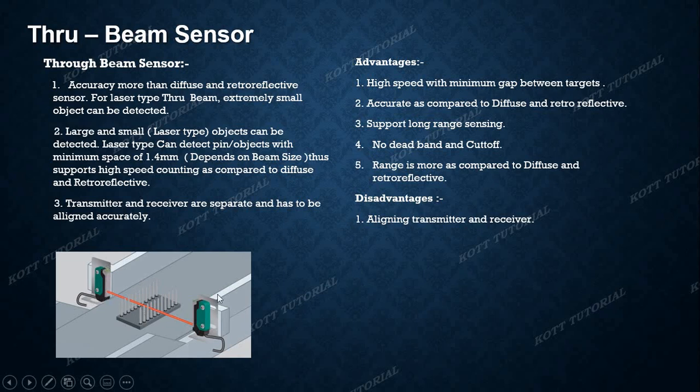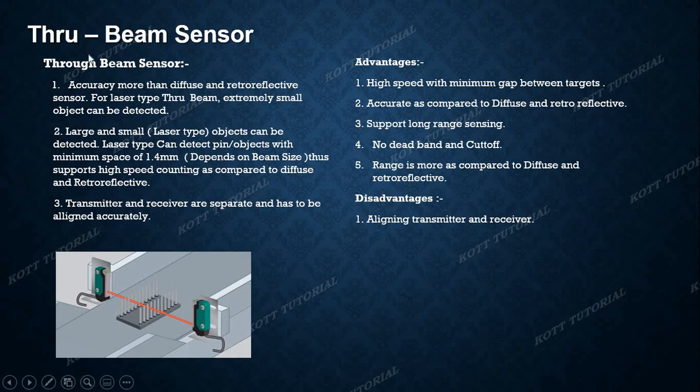This is the transmitter part and this is the reflector part. When we say through beam sensor, the transmitter and the receiver both come in a single package. So these sensors are the most costly as compared to the diffuse or the retroreflective type. We have to align the transmitter and the receiver accurately, otherwise it will not work properly. What are the advantages? High speed with a minimum gap between targets, accurate as compared to diffuse and reflective, yes. Supports a long range, yes.